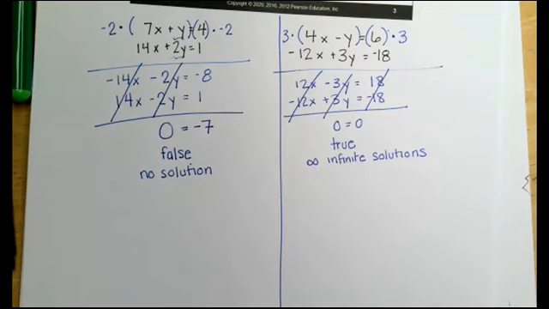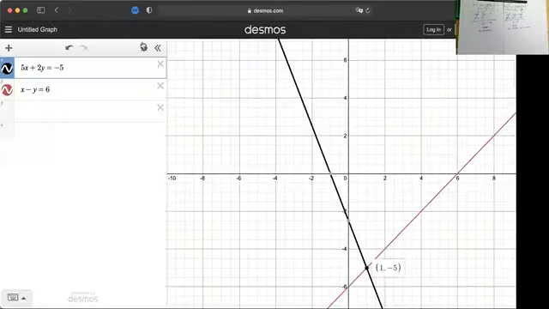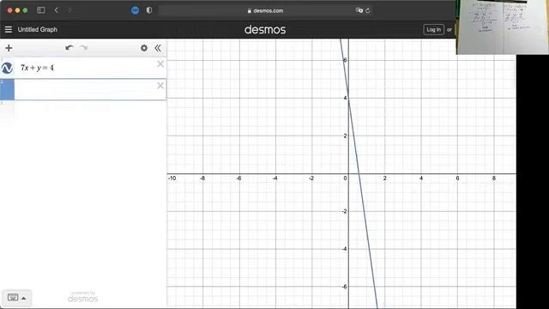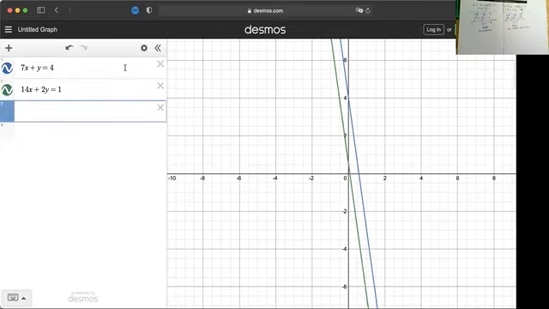So let's look at each of these in Desmos to make sure. So this first one was no solution. 7x plus y equals 4. And then 14x plus 2y equals 1. So those are parallel. They will never touch. And we said no solution. So that's good.